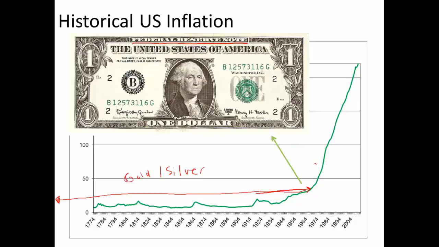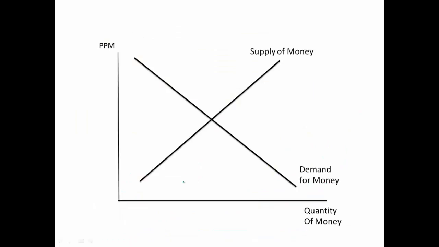Since then, we're on a pure paper money system. If you look closely at your dollar bill, you'll just see it says legal tender for all debts. There is no reference, there is no connection to gold or silver. Go back to our supply and demand for money model, and it's pretty easy to think through what's happening here.